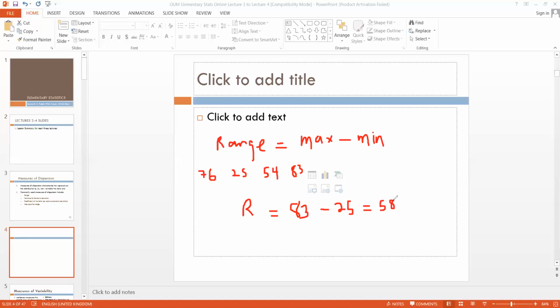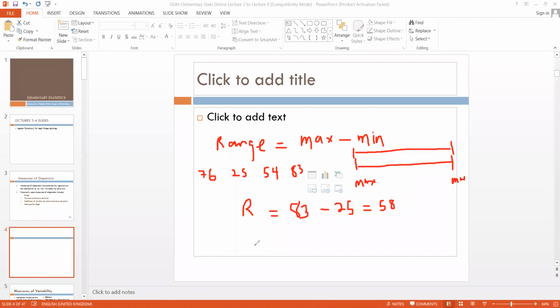Okay, good. So what this is telling us is that you have your maximum observation here, and then the minimum is the least. Once you find the range, it gives us a measure of spread of the entire data set.